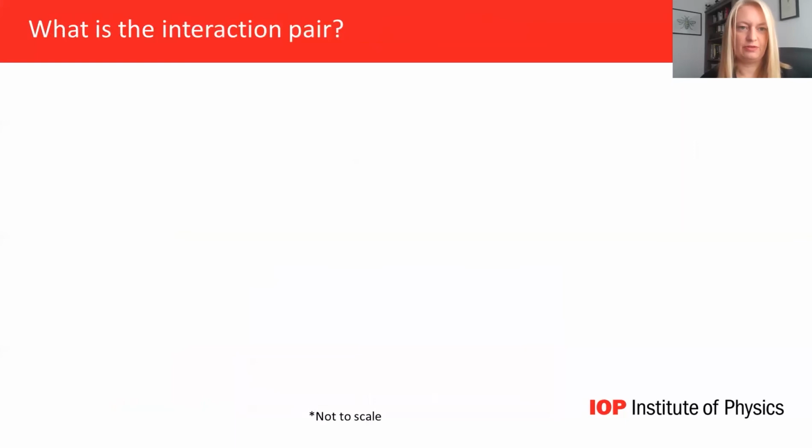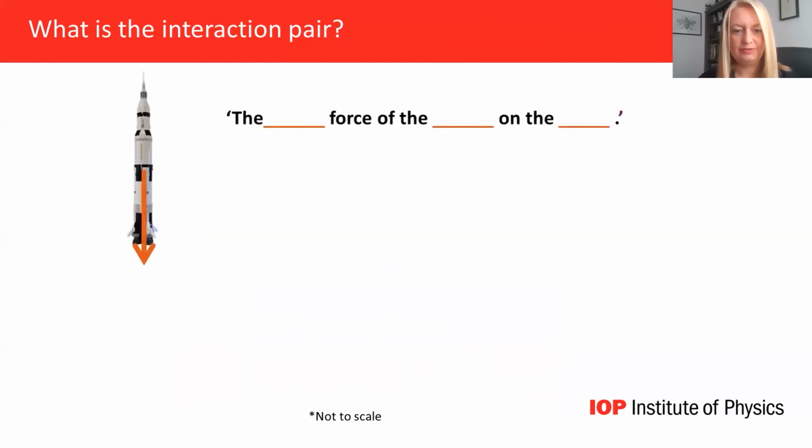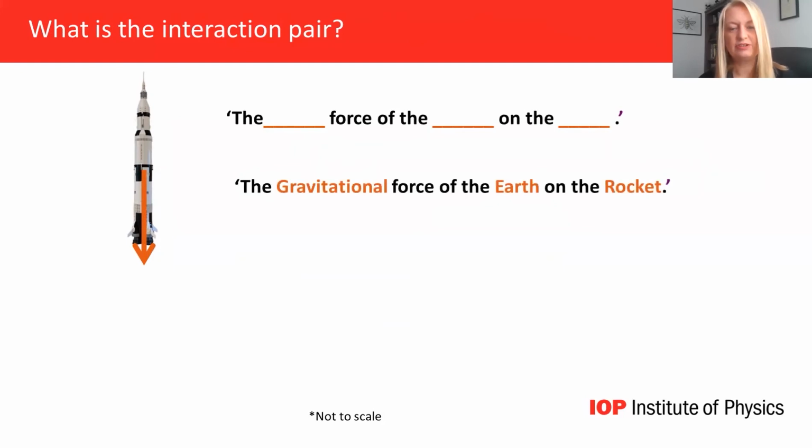So if we go back to our rocket again, and in this case we just focus on that downwards force, we can see now, if we complete our force sentence, that we've got the gravitational force of the Earth on the rocket. And why these force sentences are really useful in a Newton's third law situation is that if we want to identify the interaction pair, we quite simply just swap those last two terms around.